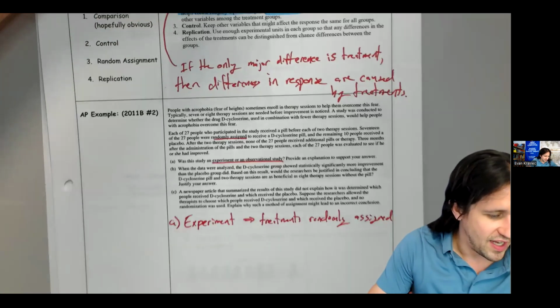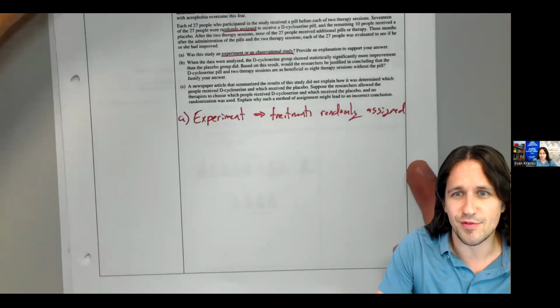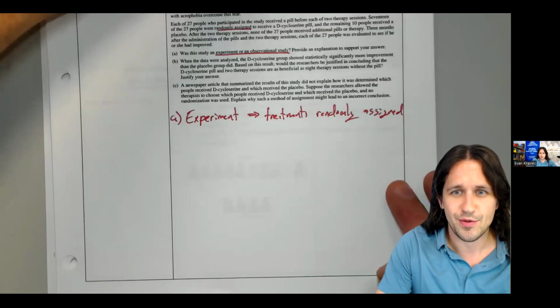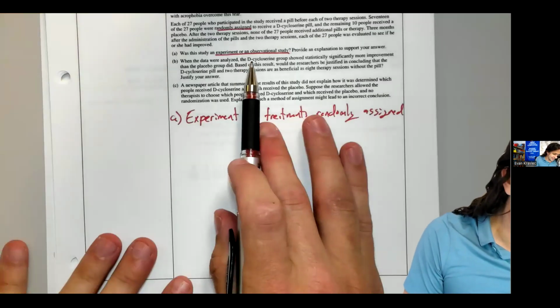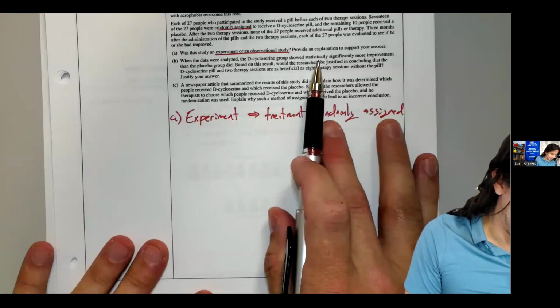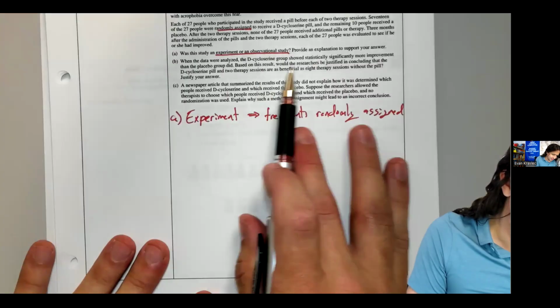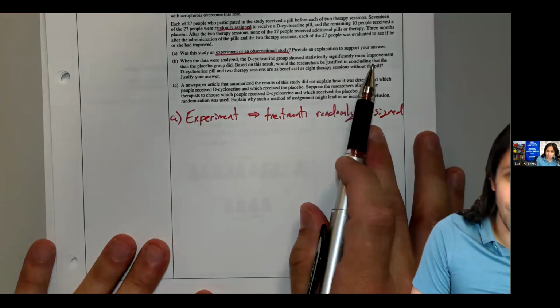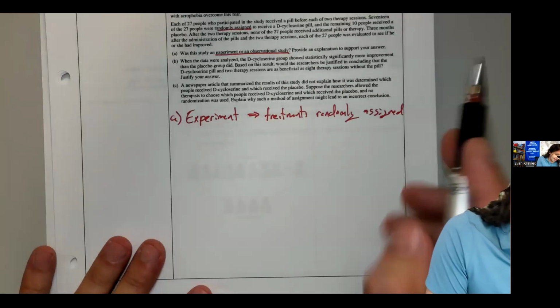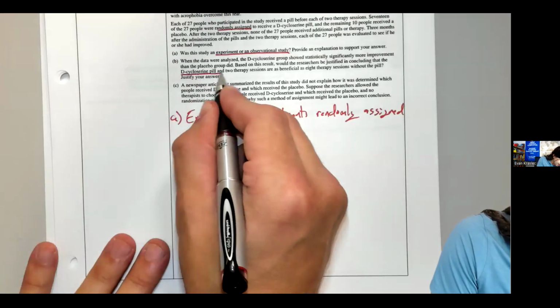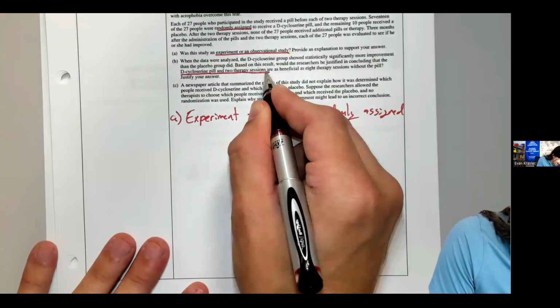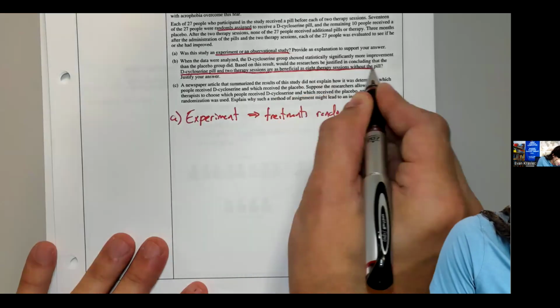Part B says when the data were analyzed. Do you know data is a plural noun? When the data were analyzed, the D-cycloserine group showed statistically more improvement than the placebo group did. Based on this result, would the researchers be justified in concluding, what are we going to be justified in concluding? That D-cycloserine pill and 2 therapy sessions are as beneficial as 8 therapy sessions without the pill.